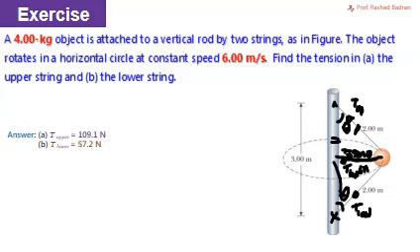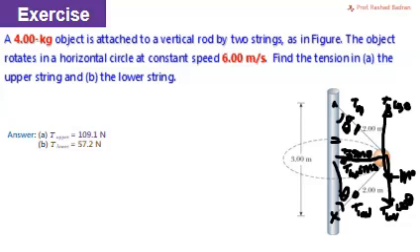So you have 2 components here for the radial force, 2 components acting as centripetal forces, while here there is a component T up cosine theta, and here we have also T lower cosine theta, in addition to the weight of the object.